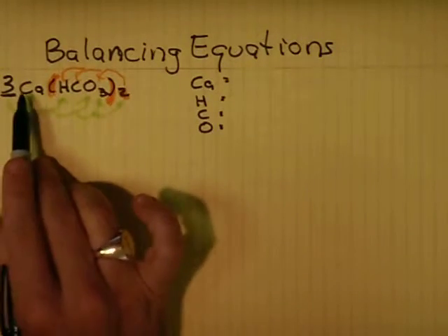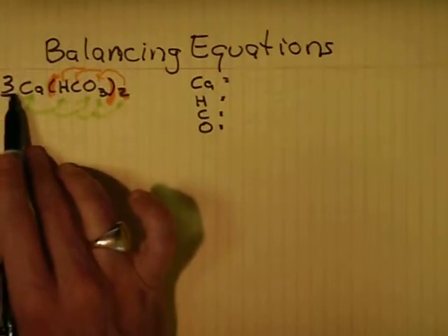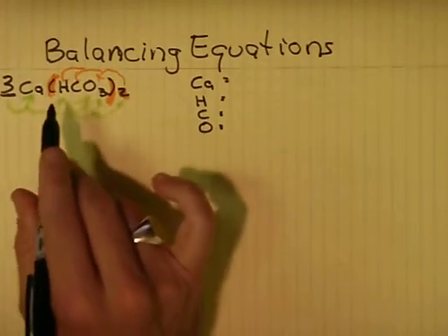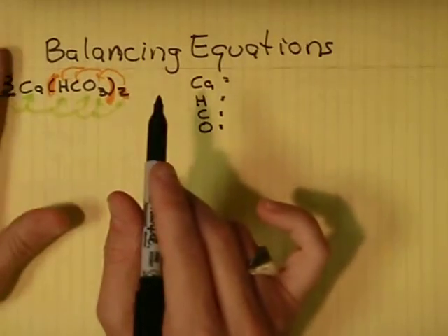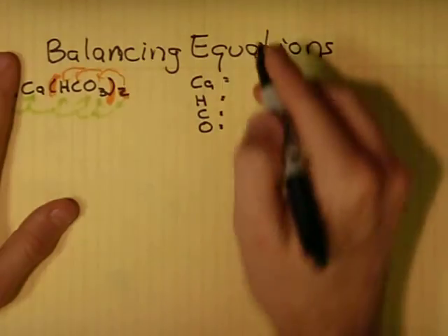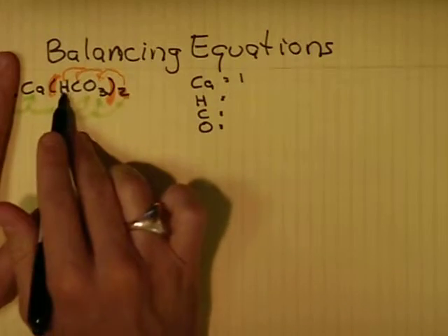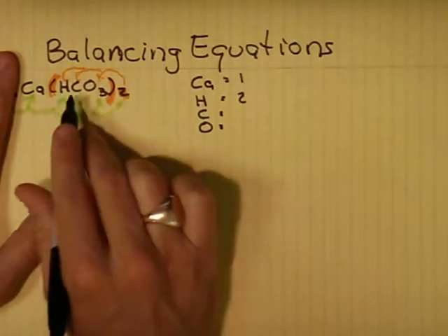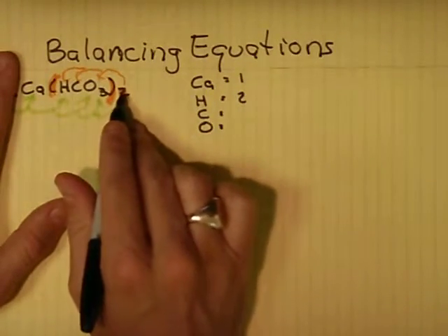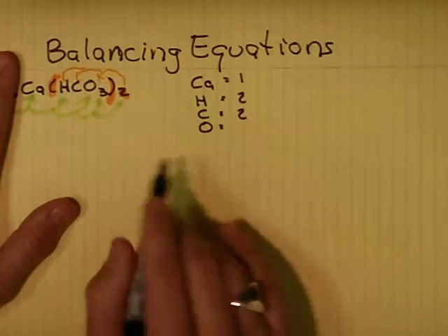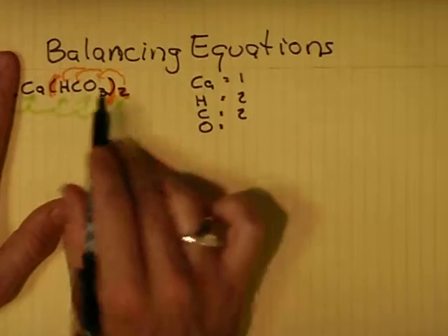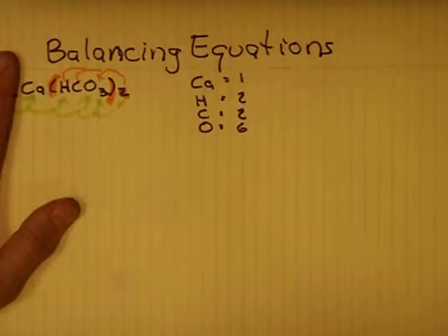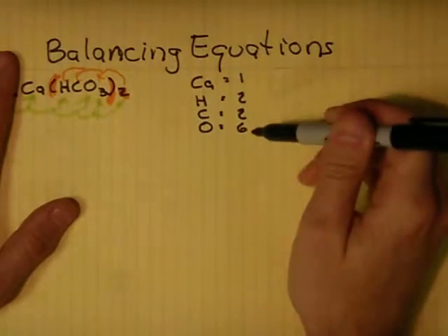So we'll step through this. So calcium, there's 1, but we've got 3 of them. Actually, I'll write it this way. This will be a little bit easier to see. So if we skip this first, calcium, we just have 1. H, there's 1 in there, but it's inside the parentheses, so we have 2. C, same thing. 1 inside the parentheses, so we have 2. And oxygen, 3, but we've got 2 of them, so that gives us 6. So just by itself, that tells us 1, 2, 2, and 6.